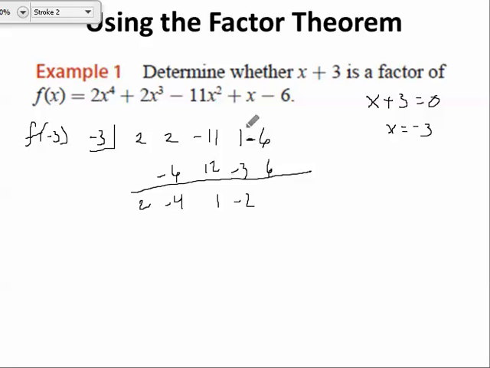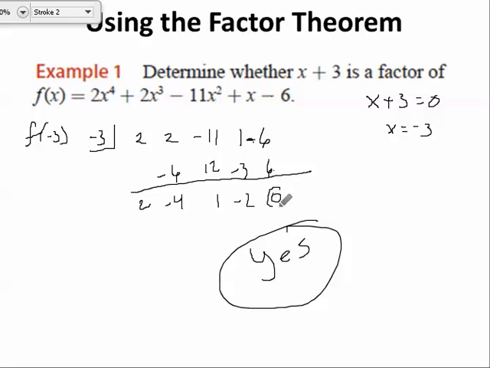Okay, got a sign wrong there. I'm sorry. Minus 6, minus 6. Okay, 3 times negative 2 gives me a negative 6. And that 6 plus negative 6 gives me a 0. So yes, it is a factor. Can you see how I got that 0 there?